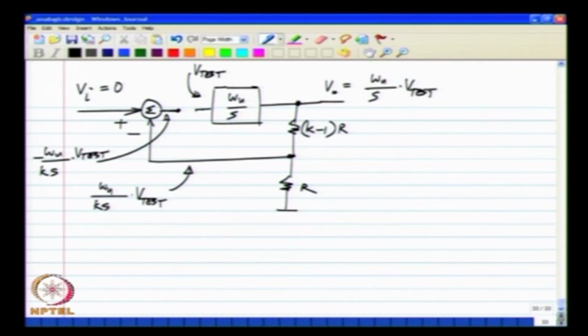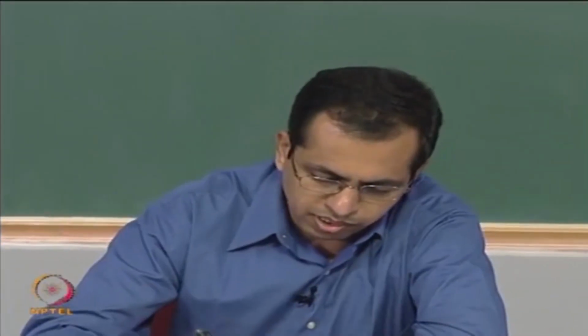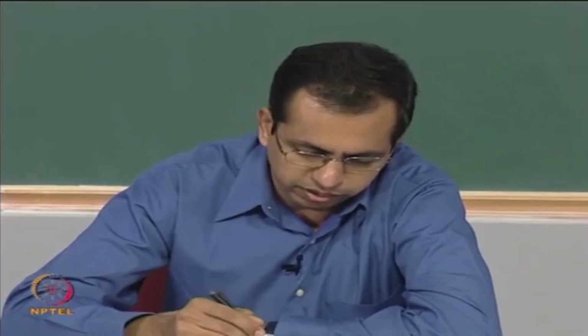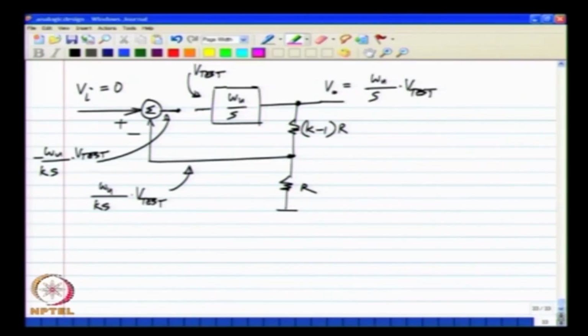Now, we are talking about a negative feedback system, which by definition means that if you apply something into the loop, something comes back to it, and here we have evaluated exactly how much comes back. I have broken the loop at the input to the integrator and applied a voltage V test, and it goes around the loop and finally I get back an output which is minus omega u by k s times V test. I will call this V return, whatever voltage returns to the same point.